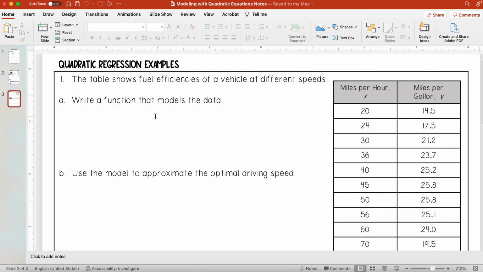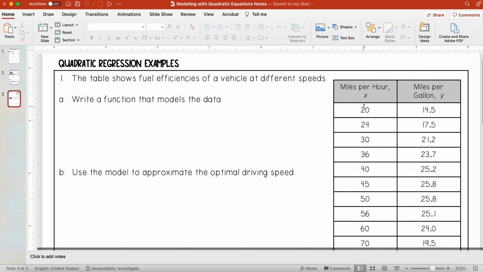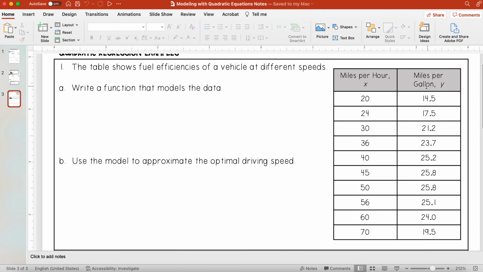So let's look at some examples. Number 1 says the table shows fuel efficiencies of a vehicle at different speeds. I see that X stands for miles per hour and Y stands for miles per gallon. And part A says to write a function that models the data.